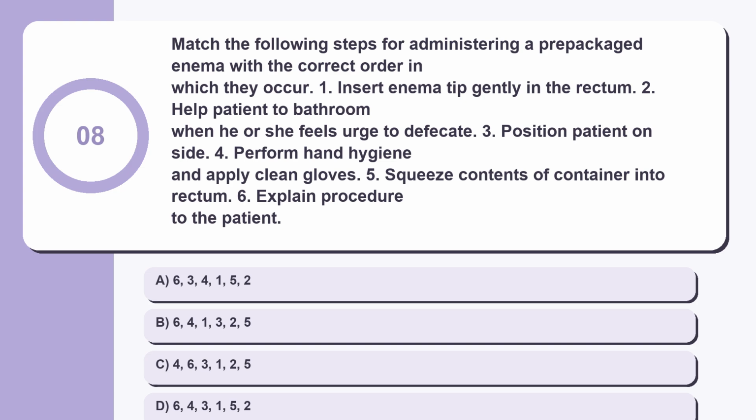Question 8. Match the following steps for administering a prepackaged enema with the correct order in which they occur. 1. Insert enema tip gently in the rectum. 2. Help patient to bathroom when he or she feels urge to defecate. 3. Position patient on side. 4. Perform hand hygiene and apply clean gloves. 5. Squeeze contents of container into rectum. 6. Explain procedure to the patient.